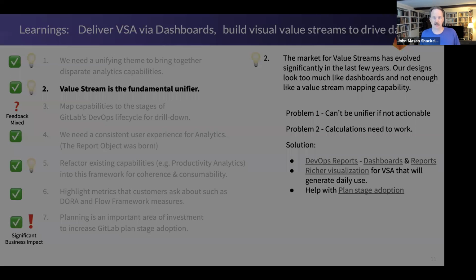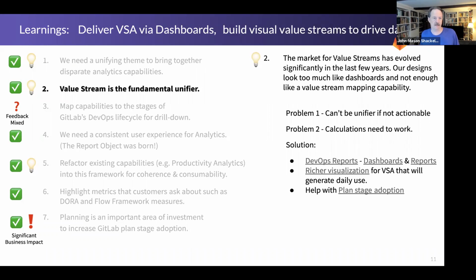Okay, next. Value stream as a fundamental unifier. The value stream market's heated up quite a bit lately. There's a lot of innovation in this space.